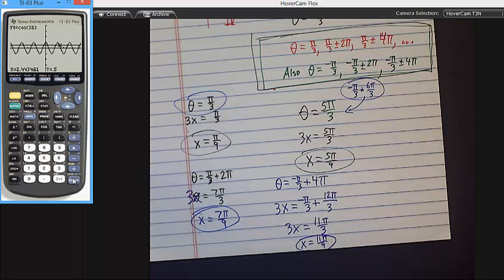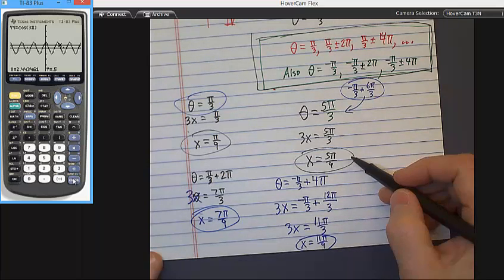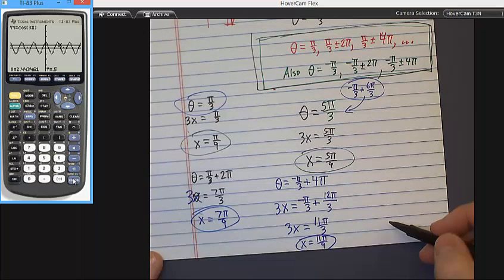You'd have to add another 2 pi, do it again, another 2 pi until you get them all. But this is the process you would do. Okay?